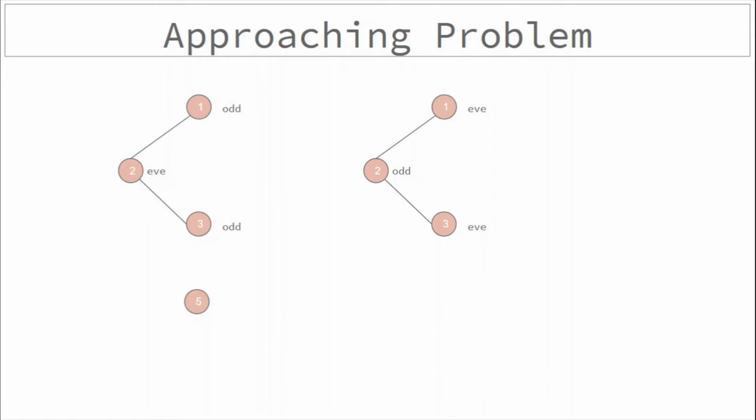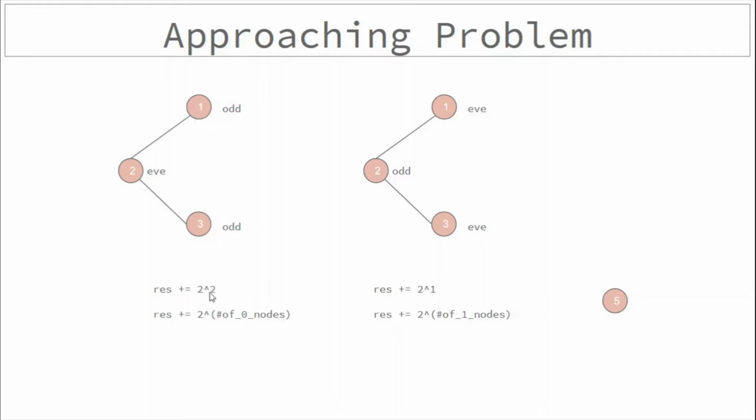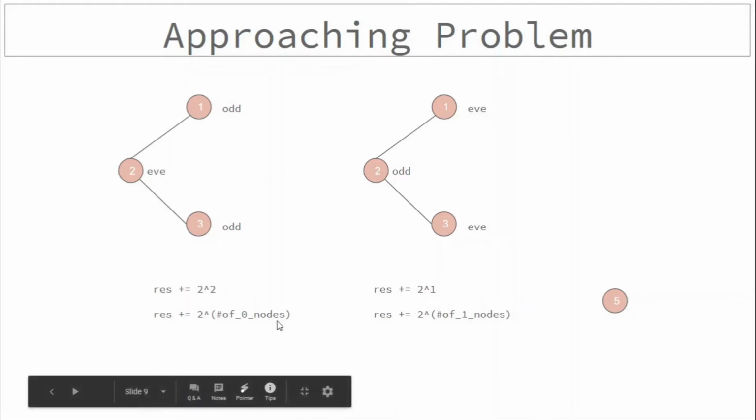So how many total solutions would it contribute? The total number of configurations would be 2 raised to power 2 for this graph, because there are 2 nodes which are colored 0. These 2 nodes are colored 0. Each node can be filled in 2 different ways, either by 1 or 3, so there are 2 ways to fill each node. And how many nodes are there? There are 2 nodes colored 0. So this graph would contribute 2 raised to power 2 into the total result, because each node can be filled in 2 different ways, 1 and 3.